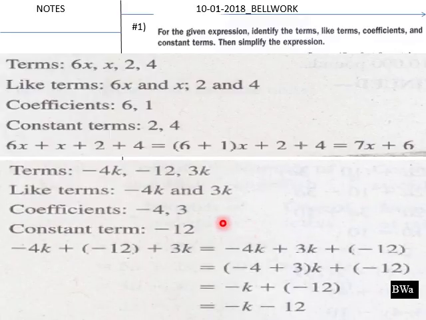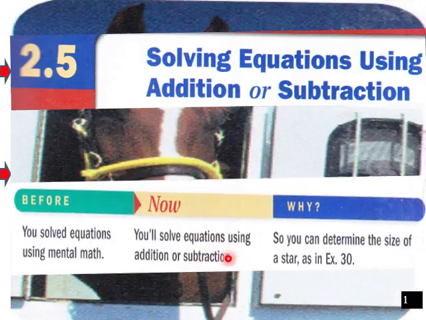And then down here for this one, your like terms are negative 4k and 3k. Coefficients are negative 4 and 3. And then your constant is negative 12. And then when you combine all this together, you get negative k minus 12. That would be the simplified expression there.